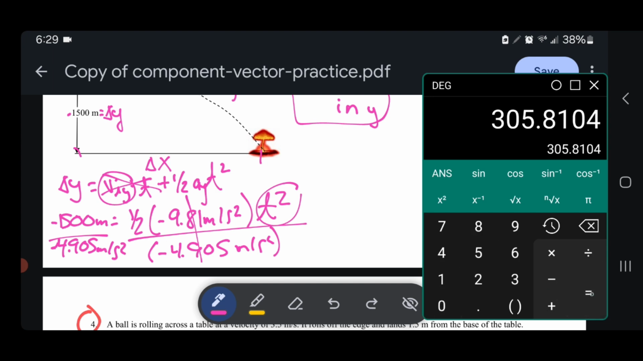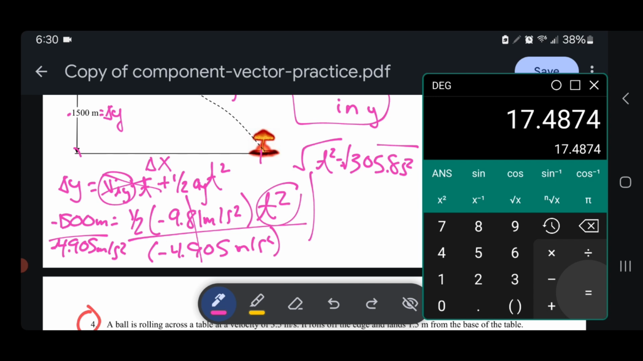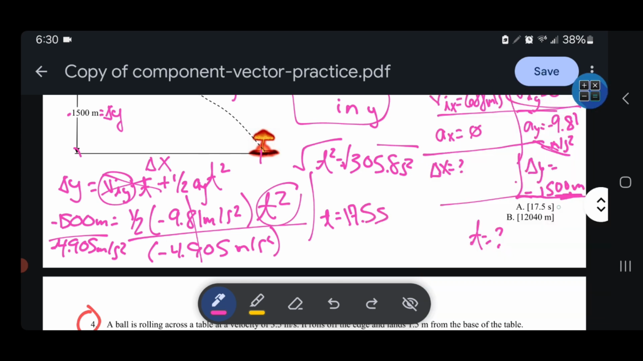So go ahead and plug and check into your calculator. You're going to take the 1500 divided by 4.905, find that value, and then square root it. And then it's going to tell you the time in seconds. Okay, so I'm showing you that it was 305.8 seconds squared, so you have to square root it. That tells you that your time is going to then be about 17.5 if it were 3 sig figs, which is what they had for their answer.